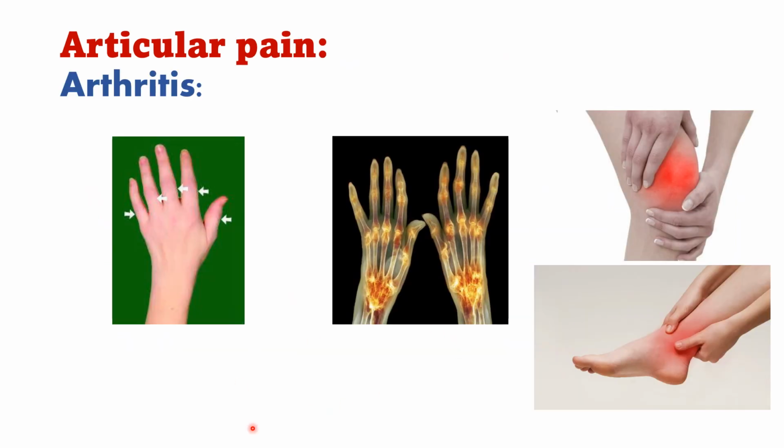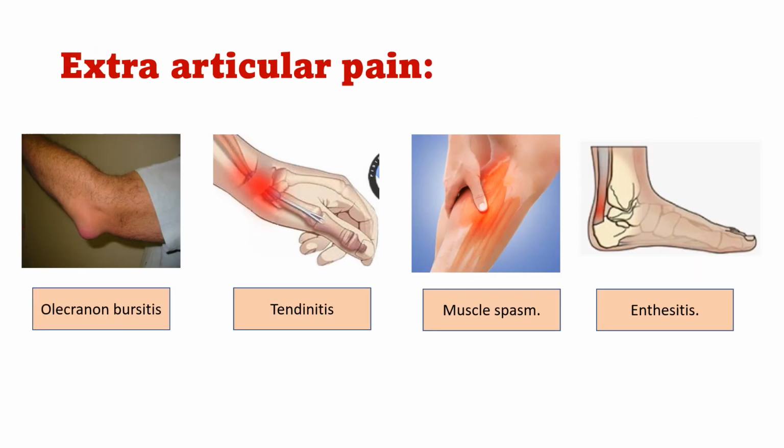These photos represent examples of arthritis, articular involvement. You can find here there is swelling of the proximal interphalangeal joint of the hand. This is called PIP arthritis. Here also we can find that there is inflammation of all joints of the hand. This is the wrist joint, the MCPs, which is the metacarpophalangeal joint, the PIPs, proximal interphalangeal joint, and the DIPs, distal interphalangeal joint. This image is for knee arthritis, and this image is for ankle arthritis.